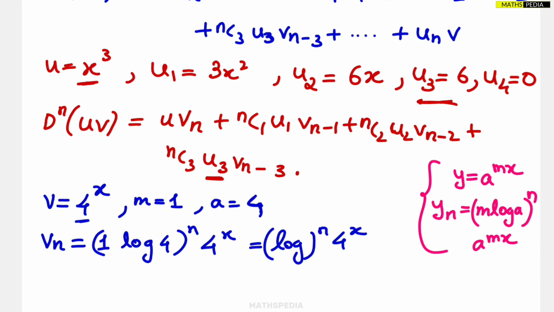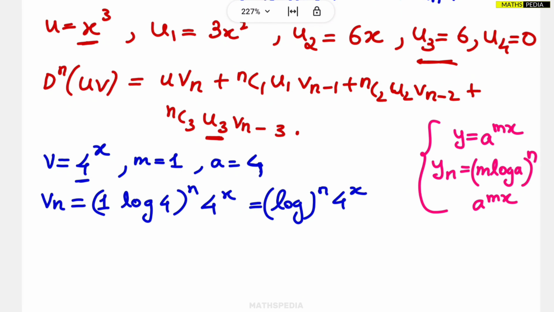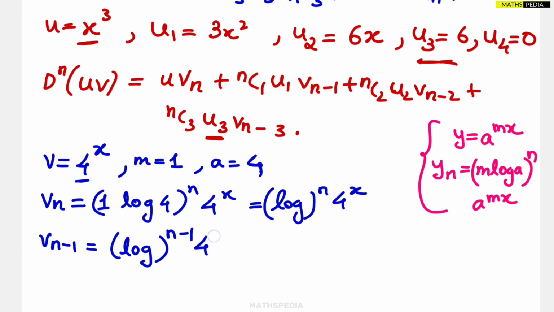Now after writing this, we have to find vn minus 1 also. Now you have to understand here, it is very simple to write. Wherever you see n in the equation, just write it as n minus 1. So here log 4 power n becomes log 4 power n minus 1, and 4 power x will remain as it is. Only the thing is that n will be changed into n minus 1. That's it.